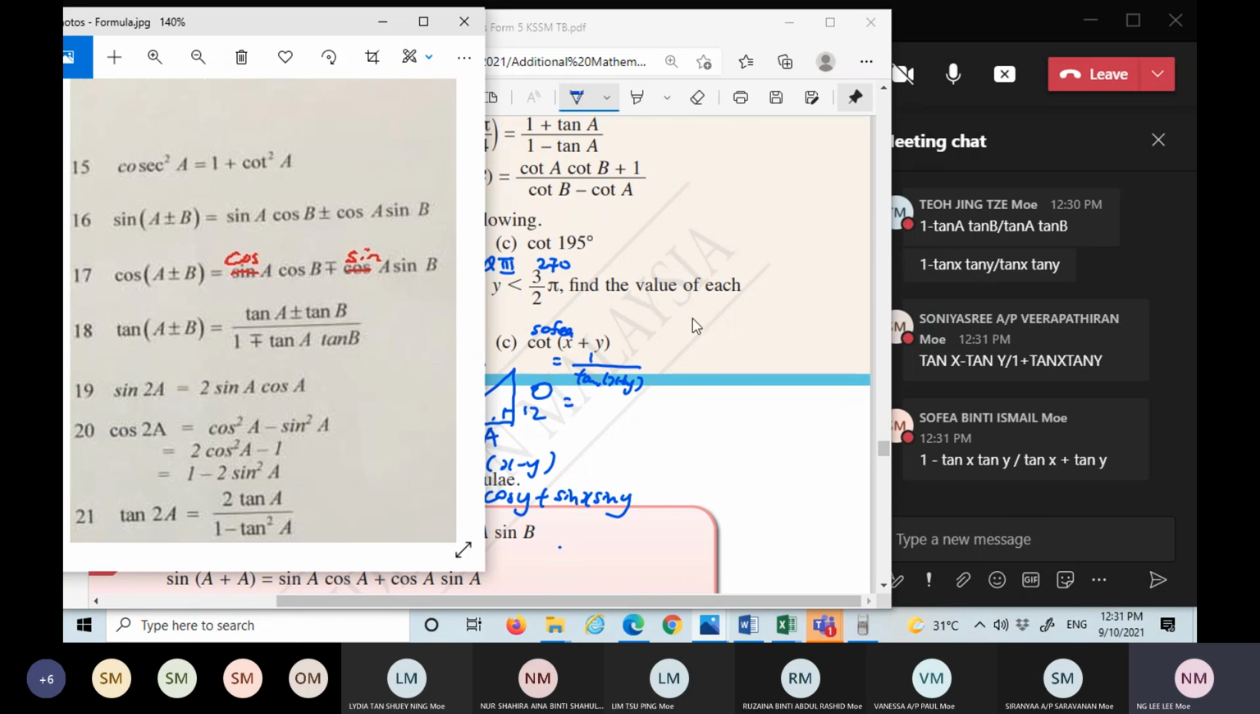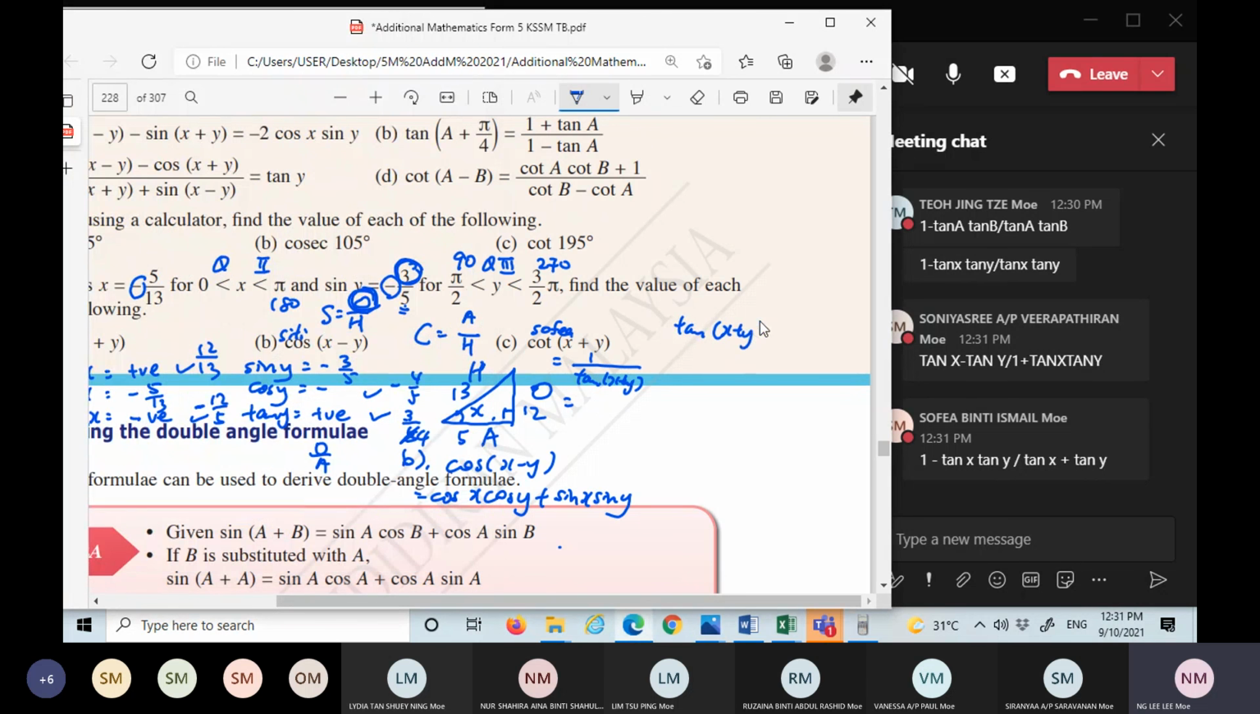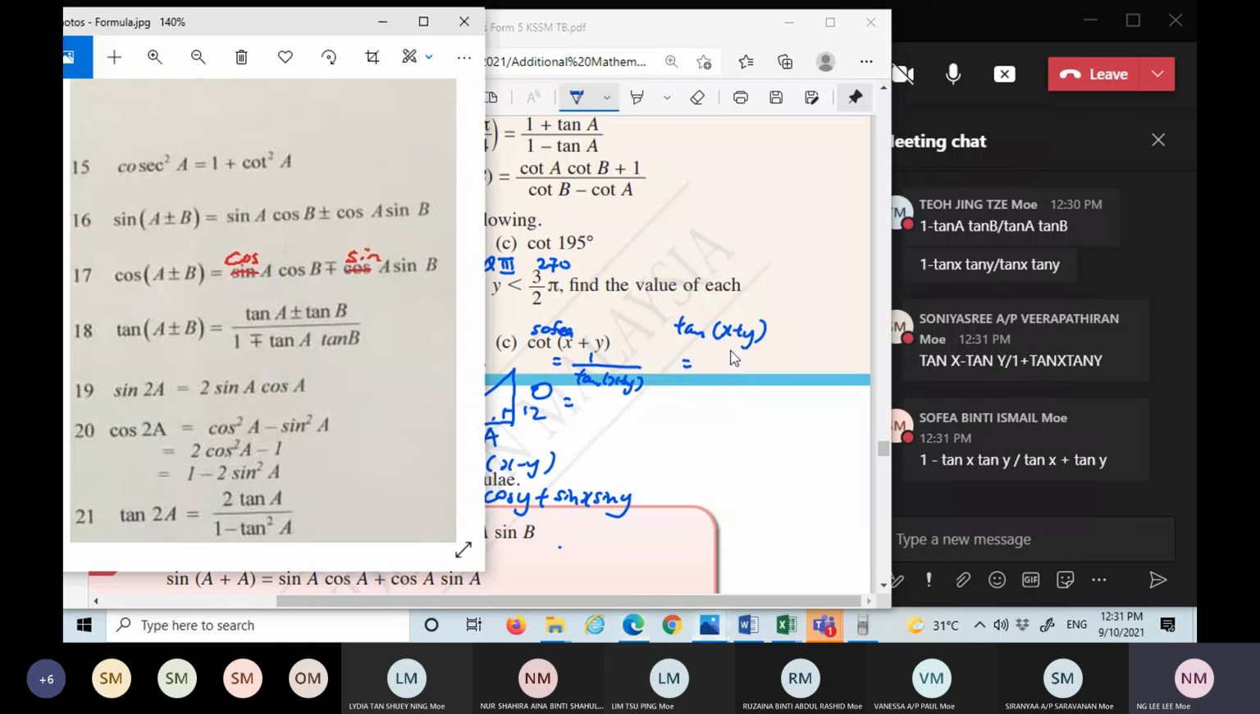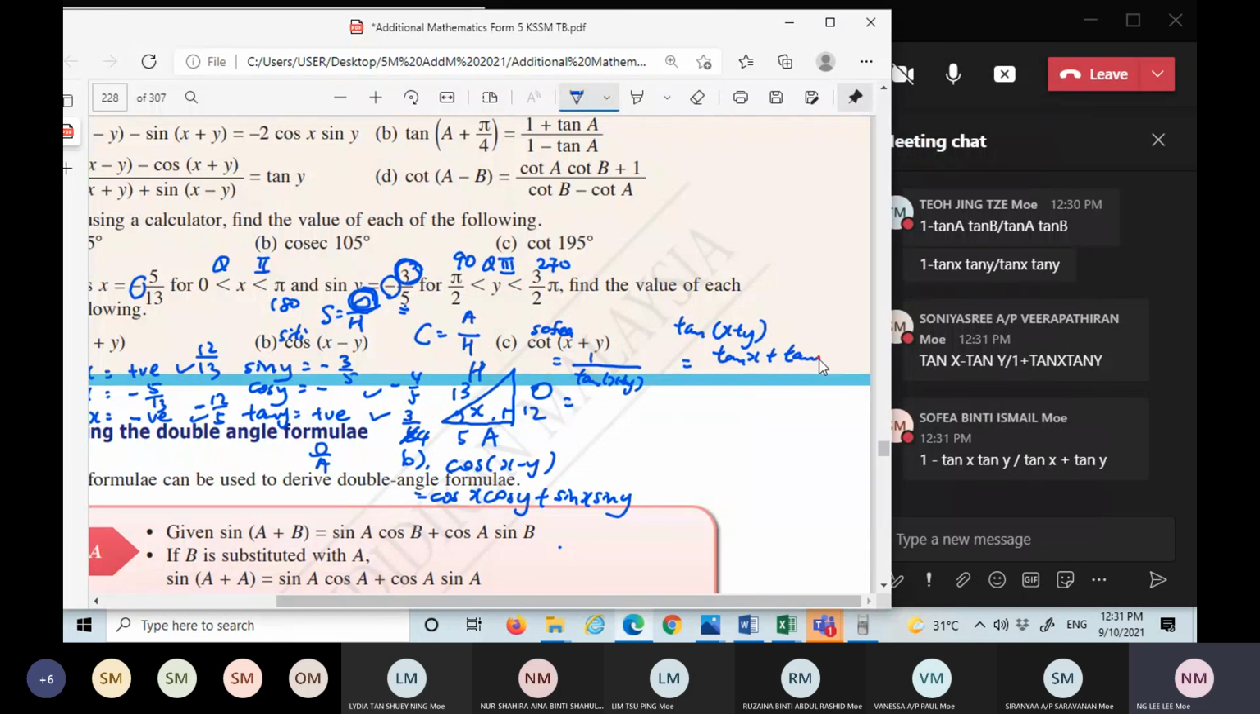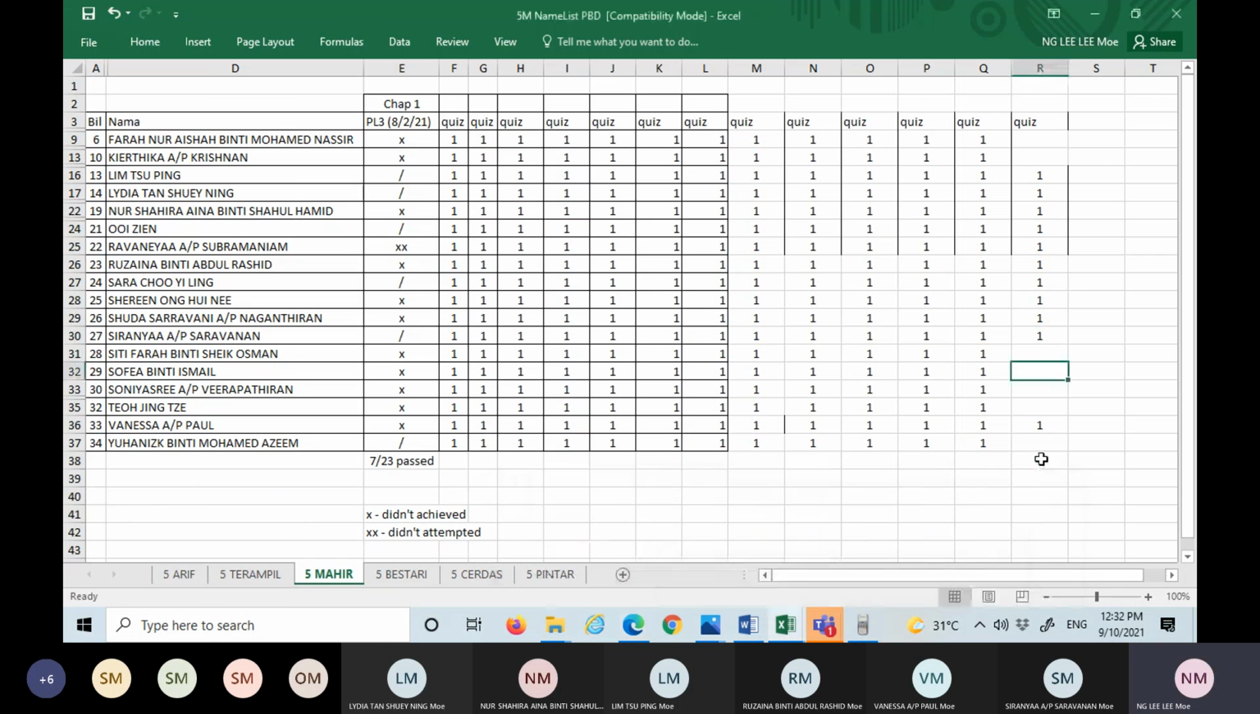Oh, okay, so you see, at first, tangent x plus y is, follow the formula. Okay, plus, so it's tangent x plus tangent y over 1 minus tangent x tangent y. Then, cotangent, reciprocal, okay, turn upside down. So 1 minus tangent x tangent y over tangent x plus tangent y. Xingzi, just now you missed this plus. Am I right? Correct, okay. So the mark will go to Sophia. Congratulations.